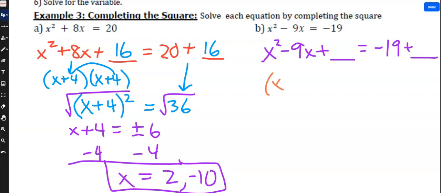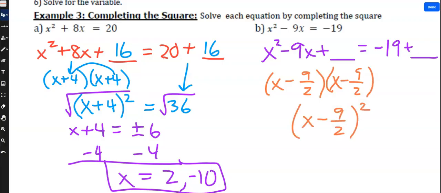If we know that this is x minus 9 over 2 times x minus 9 over 2, that's x minus 9 over 2 squared. But what is 9 over 2 times 9 over 2? Isn't that 81 over 4? 81 over 4.